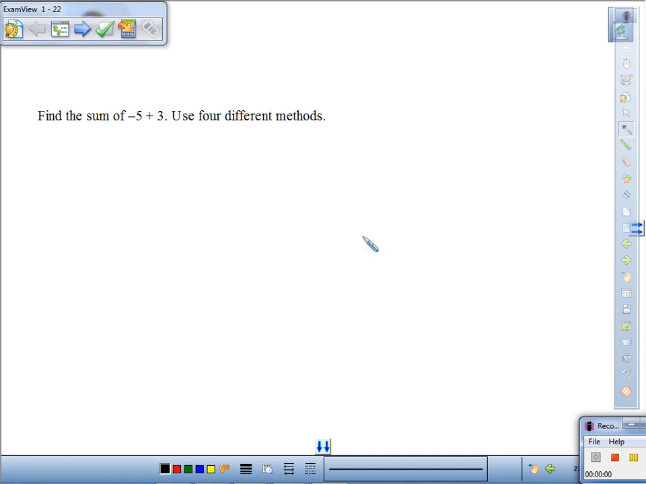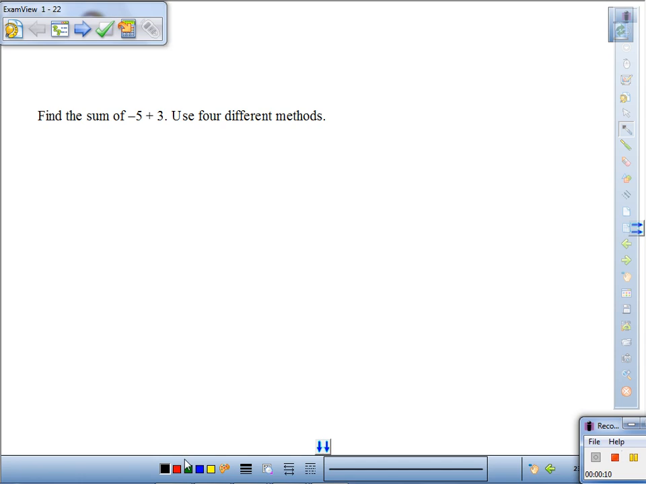I'm going to go over the study guide again. Cumulative test study guide 1A. Okay, problem number 1. It says find the sum, -5 plus 3, use 4 different methods.